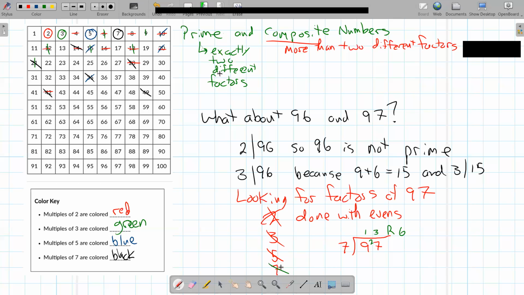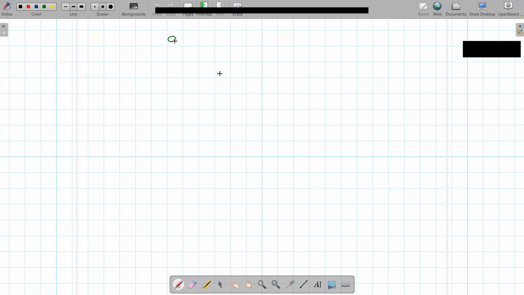How far do I need to look to see if 97 is prime? Well, according to the Civ project, my claim was 7 was good enough. But I'm gonna keep working on this to verify that. So new page. I'm gonna do it in a slightly different way. And I'm gonna actually do 96 first. And instead of just looking at one number at a time, I'm gonna look for factor pairs.